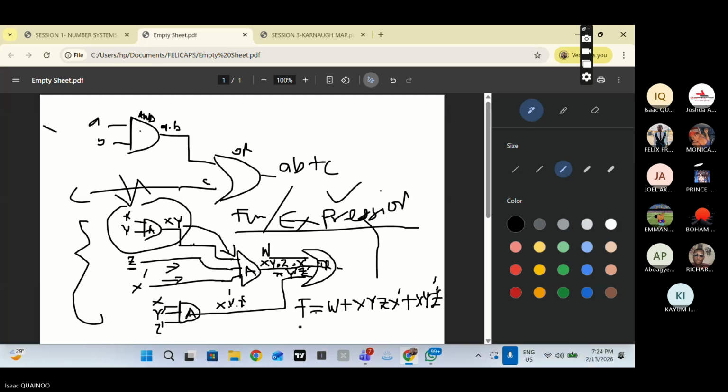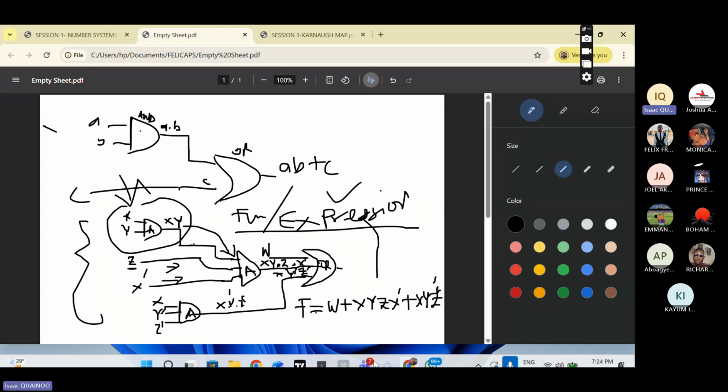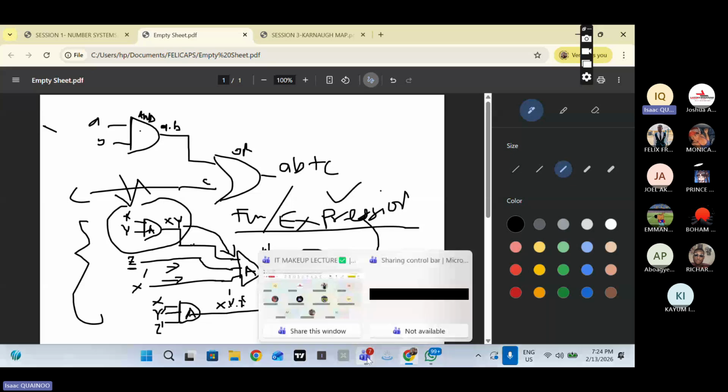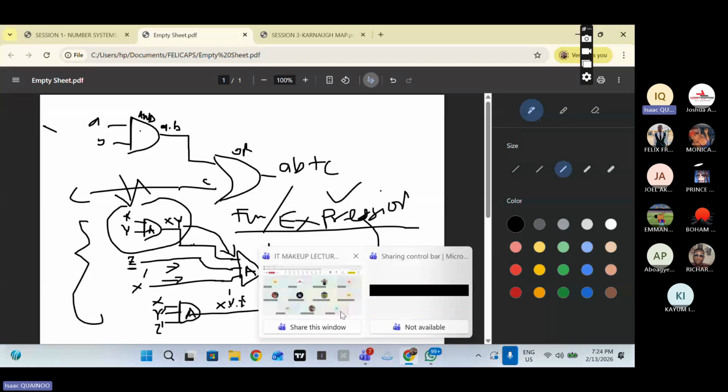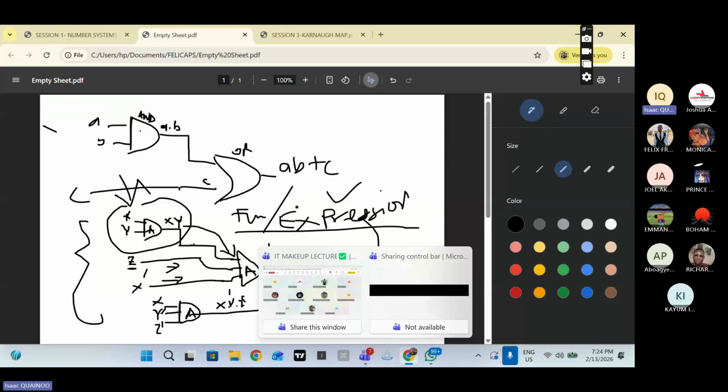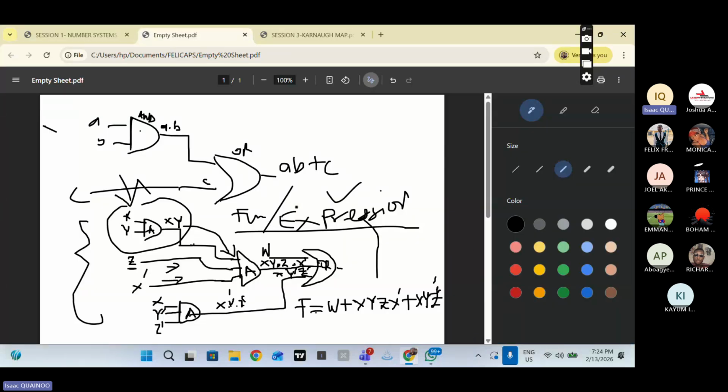Please, does anyone have any question about this? Or if there is anything here that confuses you, you can voice it out. Or probably if you have a different answer, you can let us know, then we talk it out.